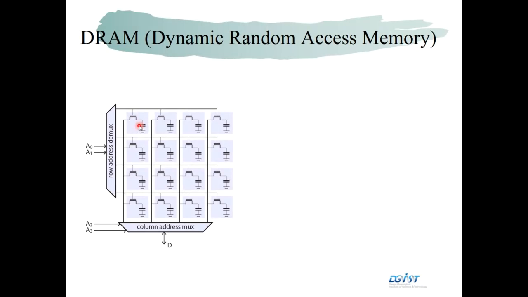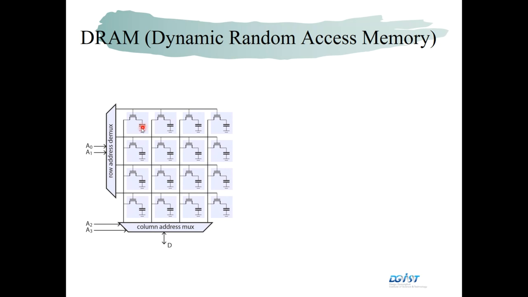So if you stored charge or not stored charge, that means if you can read the charge in a capacitor, if there is some charge, we can assign this as 1. And if there's no charge in a capacitor, we can assign it 0. So it's kind of binary memory.